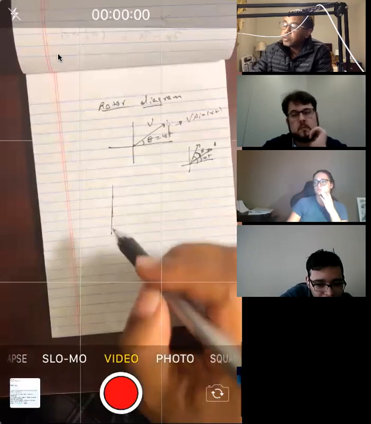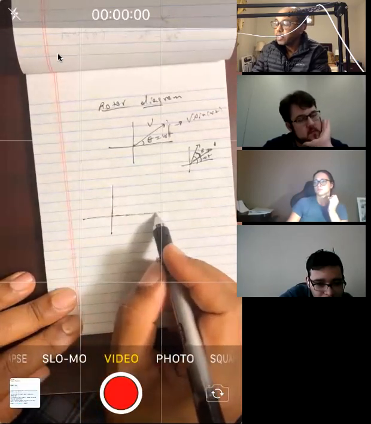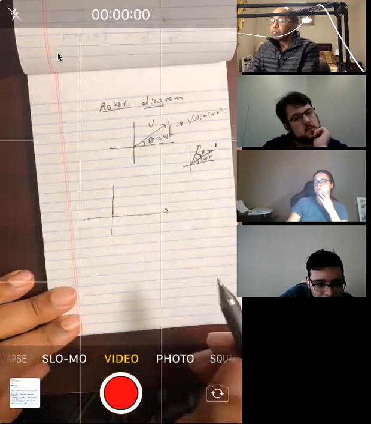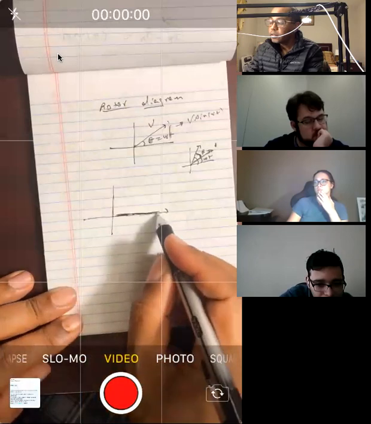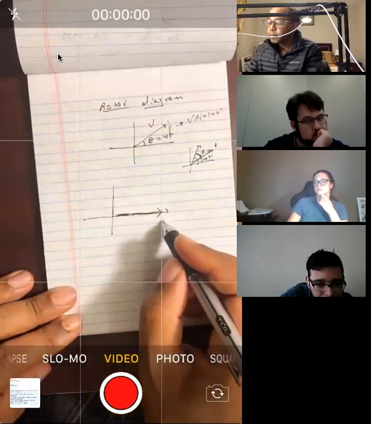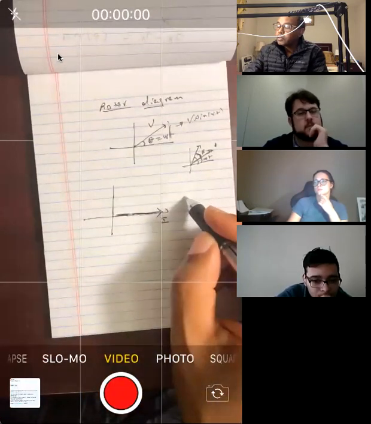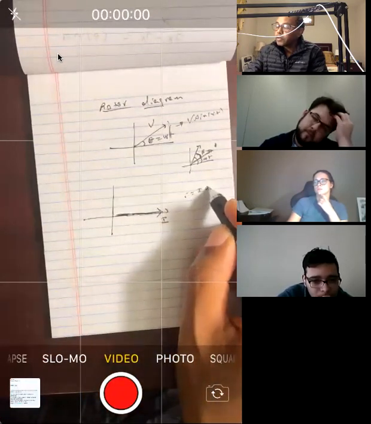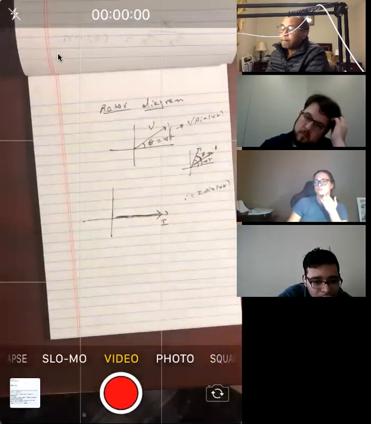So first, let's start with the current rotating vector. We're going to put the phase angle of the current as 0. That is sine omega t. So we're going to put the current over here. This is the rotating vector for the current. That means as the current rotates, its vertical component represents this value over here, sine omega t, if it rotates with angular velocity omega, right?